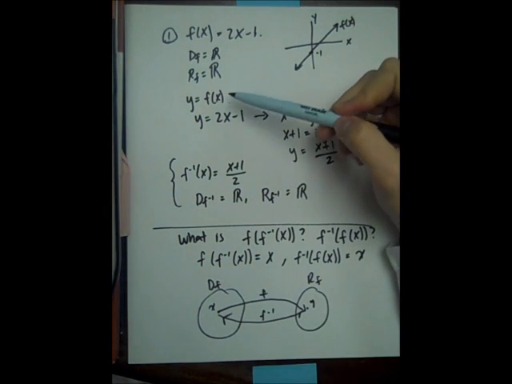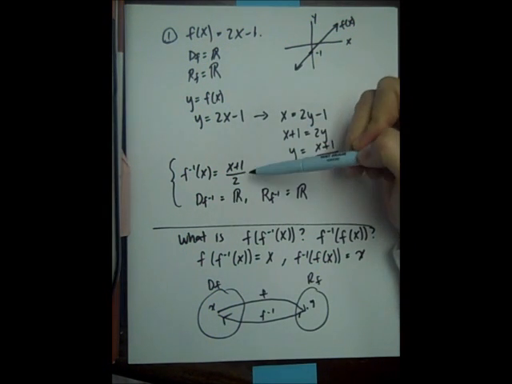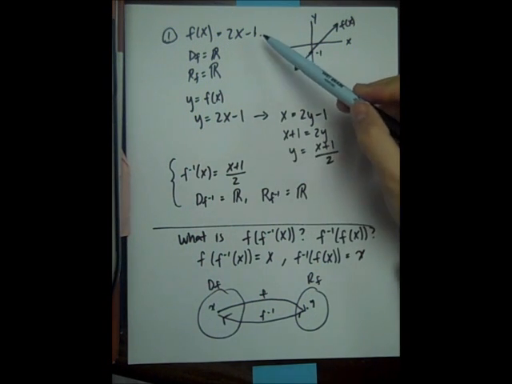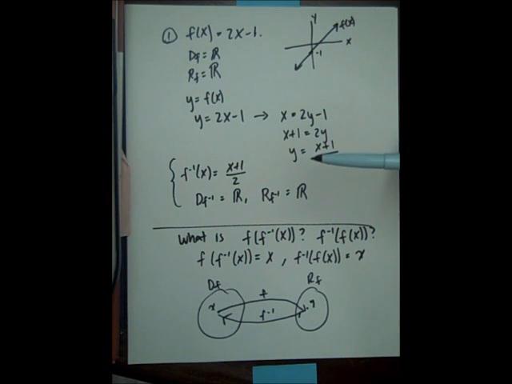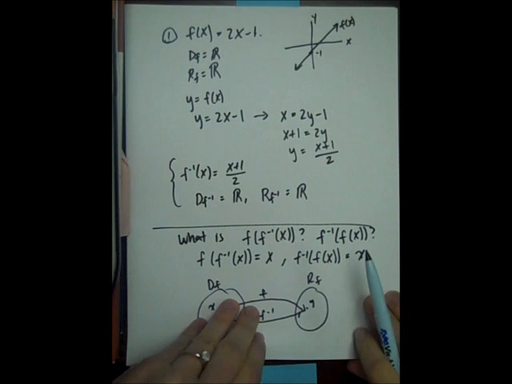If I compose these two functions, so 2x minus 1 and x plus 1 over 2, I better get x. So the composition of f and its inverse should give you just x, which makes sense because f is like a machine, it gives you the output, then f inverse undoes that. So I should get back to where I started. That's why these both should give you x.